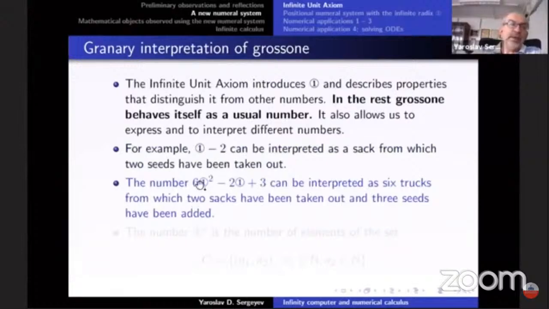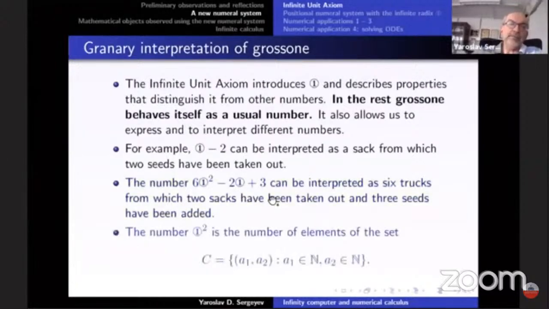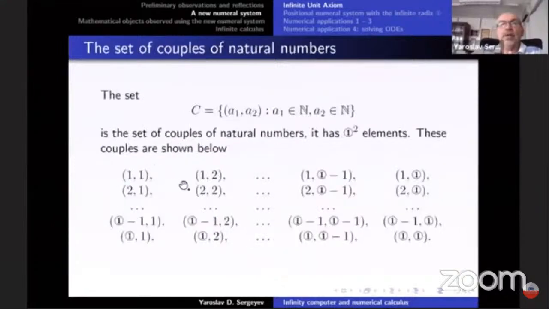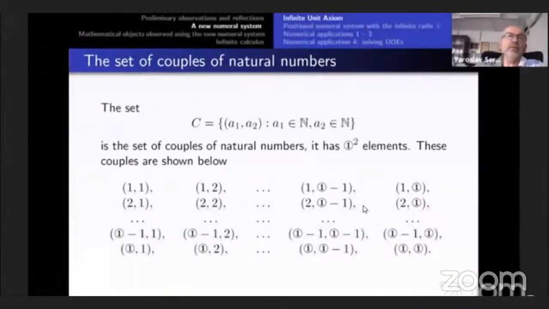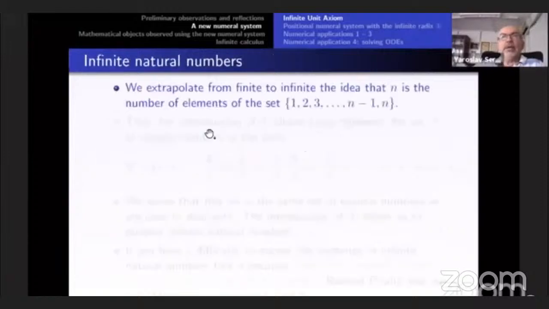In order to interpret what is gross 1 square from the point of view of set theory, it is sufficient to think about the set of couples of natural numbers, you see. And in fact, this is the first couple, the second, the last one in the line. This is the first in the column, the second, the last one. So gross 1 lines, gross 1 columns, and gross 1 square is the number of these elements.